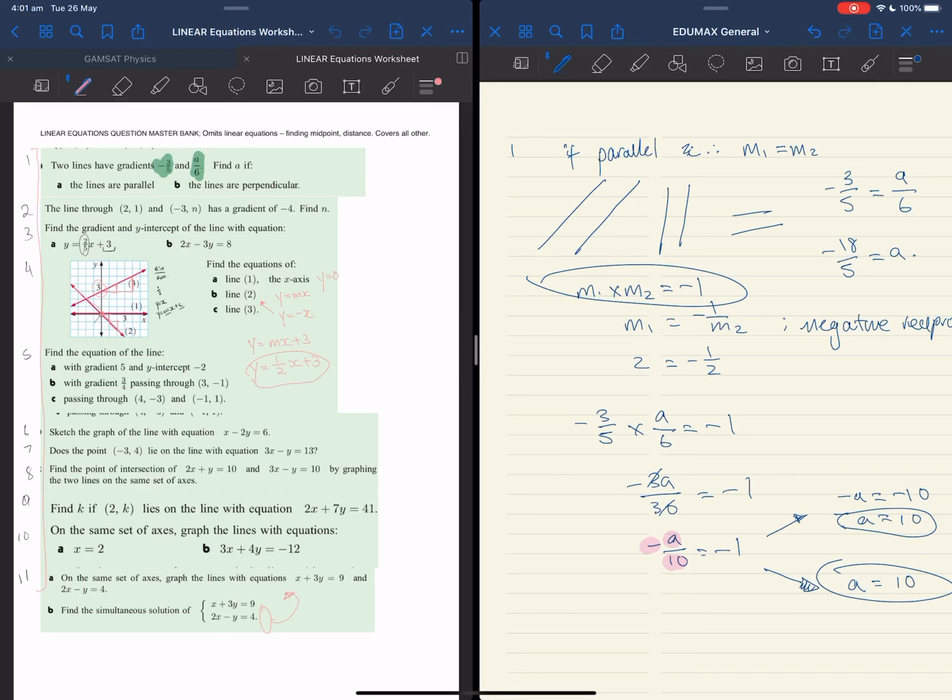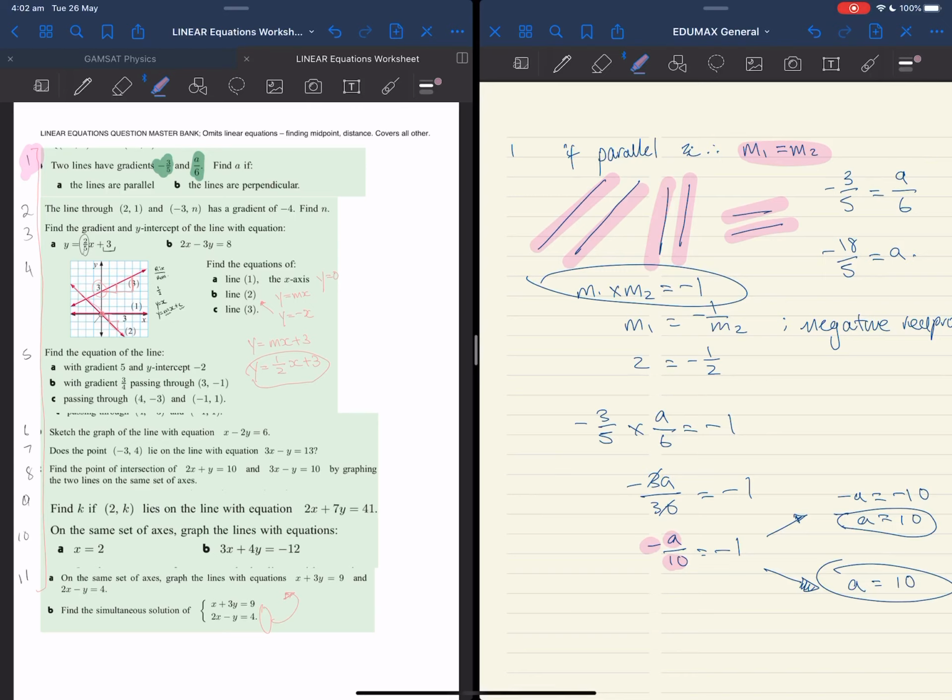So firstly, question 1, I'm just gonna highlight it so you get it. If they're parallel, what happens? They must have the same gradient, right? So if they have the same gradient, it'll look like that. Train tracks. That's why they have the same gradient.